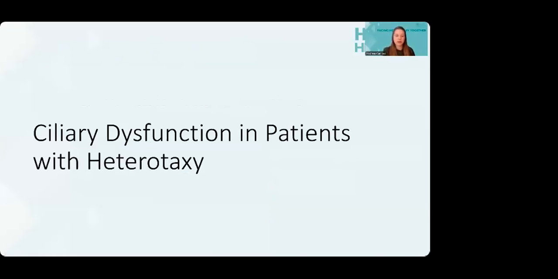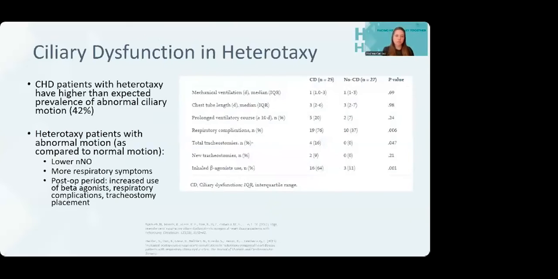All right, so now back to our heterotaxy patients. So what do we know specifically about ciliary dysfunction in patients with heterotaxy? This was a group that looked at ciliary motility, nasal nitric oxide levels, and respiratory symptoms in patients with congenital heart disease with heterotaxy. So they looked at a large cohort of these heterotaxy patients and studied these typical PCD type findings, and found that many patients with heterotaxy had abnormal ciliary motion on high-speed video microscopy.